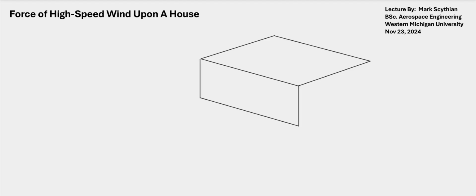This lecture is going to focus on the force of high-speed wind upon a house. So we have our house here. This will be a typical residential house dimensions. We'll say it's a 50-foot width frontage, and then the siding is approximately 2 stories, so 20 feet.